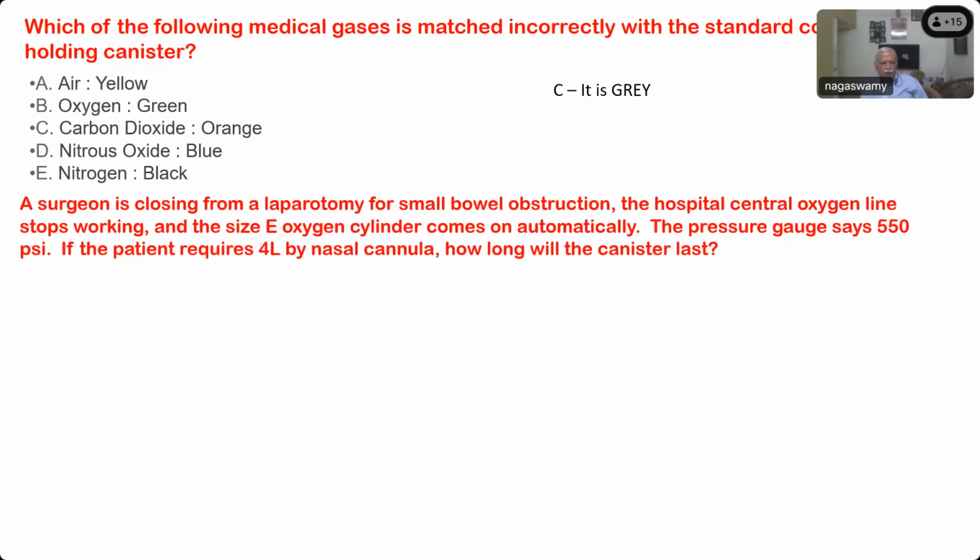Now, a surgeon is closing from a laparotomy for a small bowel obstruction. The hospital central supply suddenly stops working. There is a size C oxygen cylinder which opens out automatically, but the pressure gauge says 550 psi. And if the patient requires 4 liters by nasal cannula, how long will the canister last?